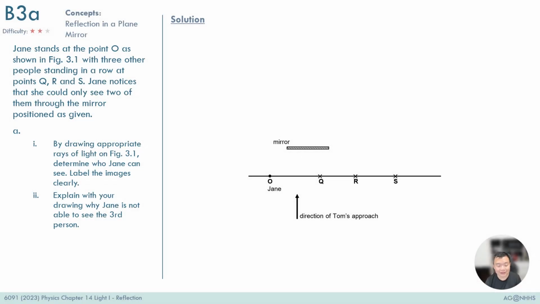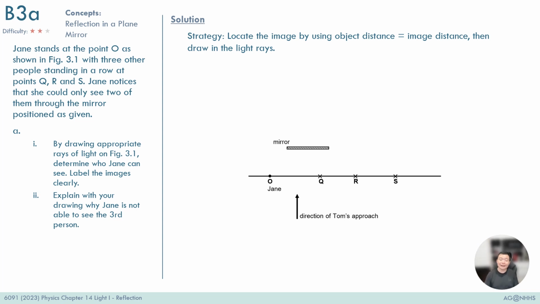This is a question on reflection in a plane mirror, and we will always use the same strategy for reflection questions, which is to locate the image by using object distance equals image distance, and then drawing three types of light ray. Number one, the straight line to represent how our eye perceives light rays moving as a straight line, number two, the incident ray, and number three, the reflected ray.